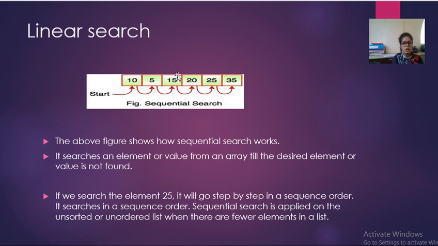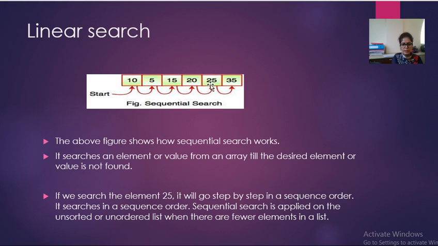Now you are at the third location. Your item is 25 and the element at the third location is 15. 25 is not equivalent to 15, so it means item not found. So you have to move to the next step. At this location the element is 20. 20 is not equivalent to 25, so again item not found. You have to move to the next location.